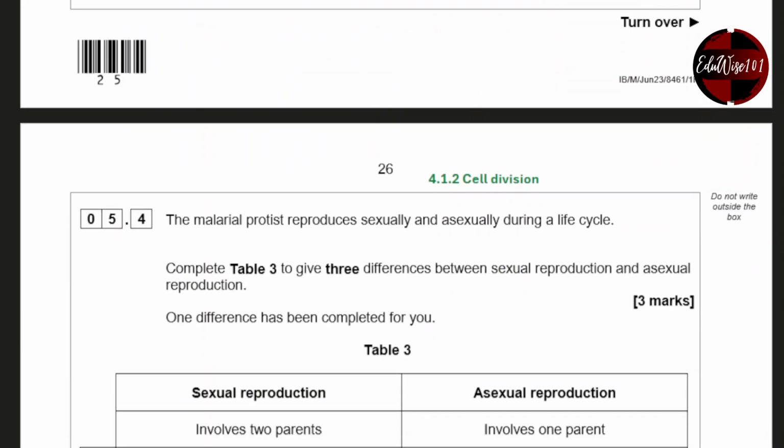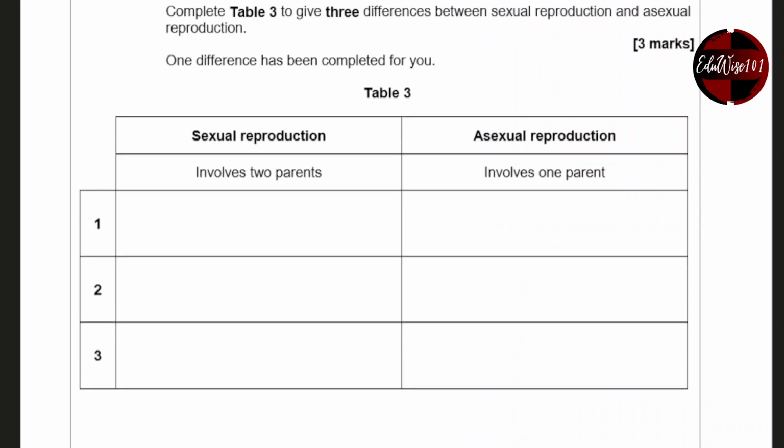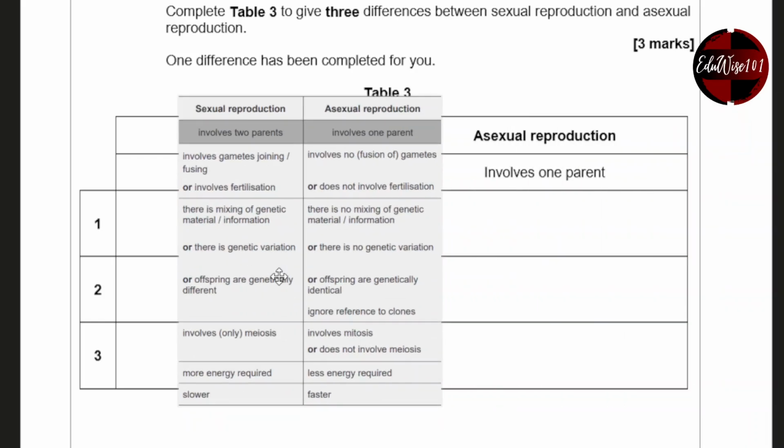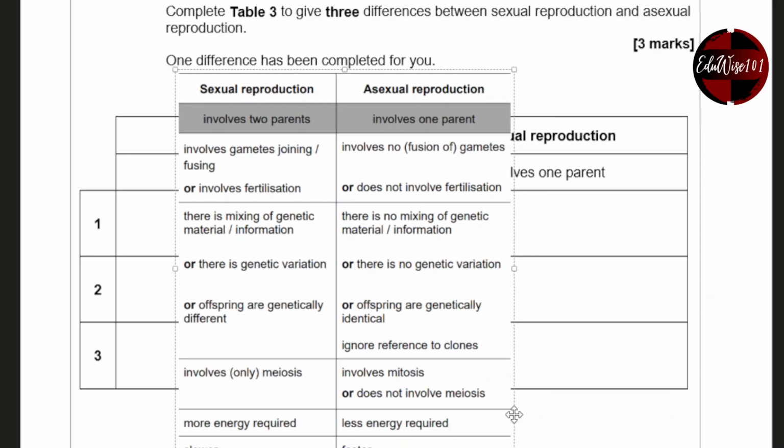The malarial protist reproduces sexually and asexually during a life cycle. Complete table 3 to give 3 differences between sexual reproduction and asexual reproduction. One difference has been completed. So sexual reproduction involves 2 parents, asexual involves 1 parent. Now, there's quite a lot of differences between sexual and asexual. Here's the marking scheme answer. Let me just make this bigger so that it's easier to see.